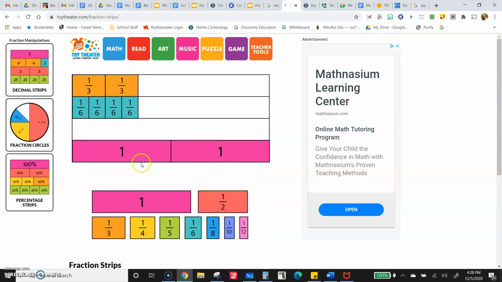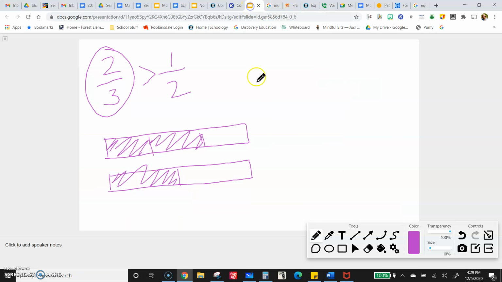So if I have 2/3 versus 1/2, okay, well, 2/3 is bigger. Okay, so if you're not sure about your art, there's another way to do it.